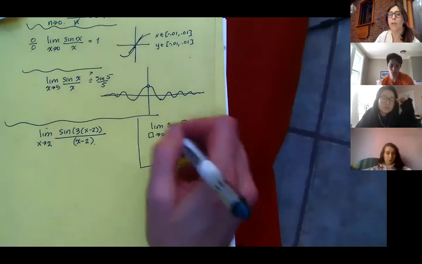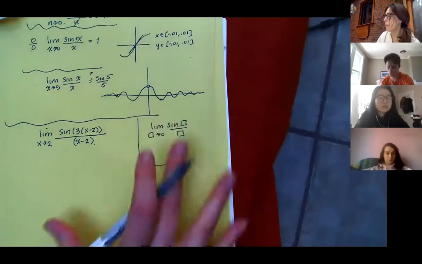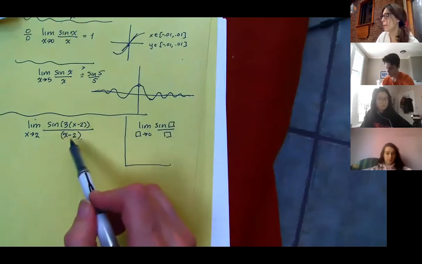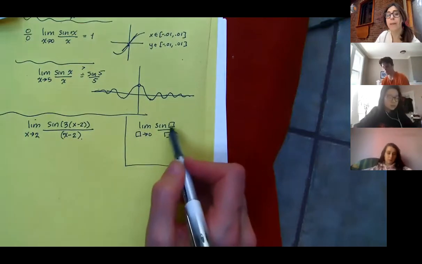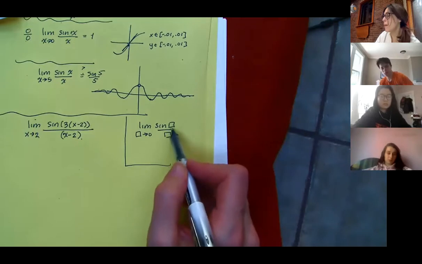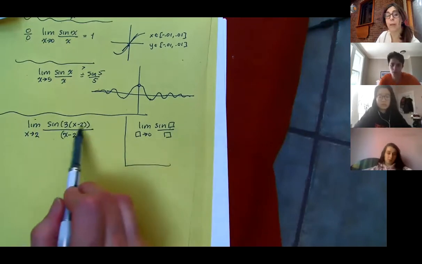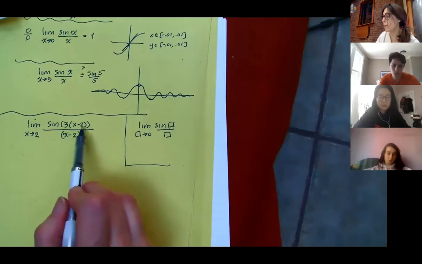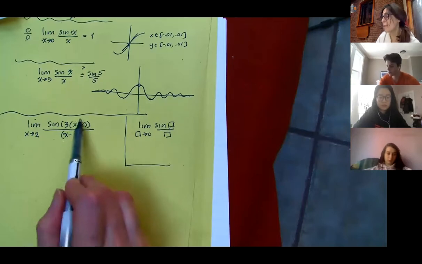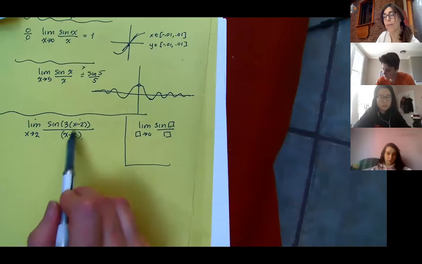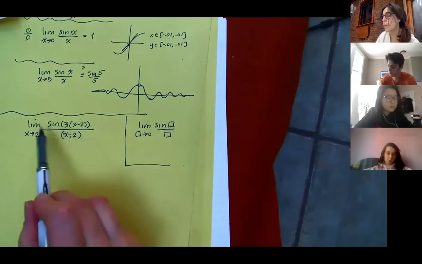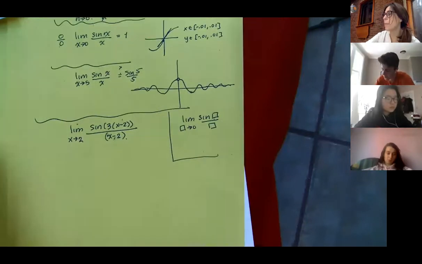This is the structure that you want to always use when you want to use this limit of sine x over x. This has to be the same as this. Okay, so it's not enough that this argument is going to 0, which it is, right? If I plug in 2, 3 times x minus 2 is going to 0. This is also going to 0, but these aren't the same. They actually have to be going to 0, but they also have to be the same. That's something I explained to you in the video, which you should watch. So the way I can make it the same is I can multiply top and bottom here by 3.